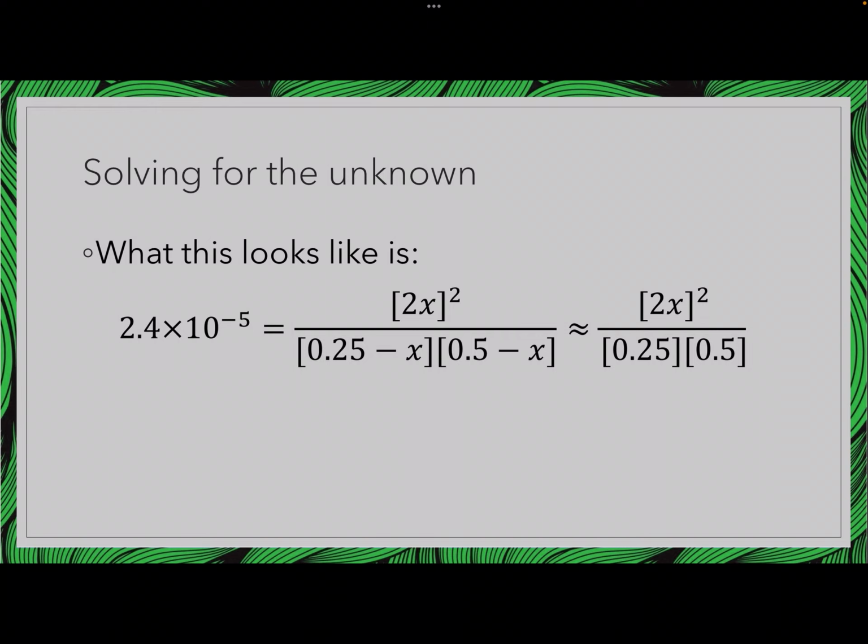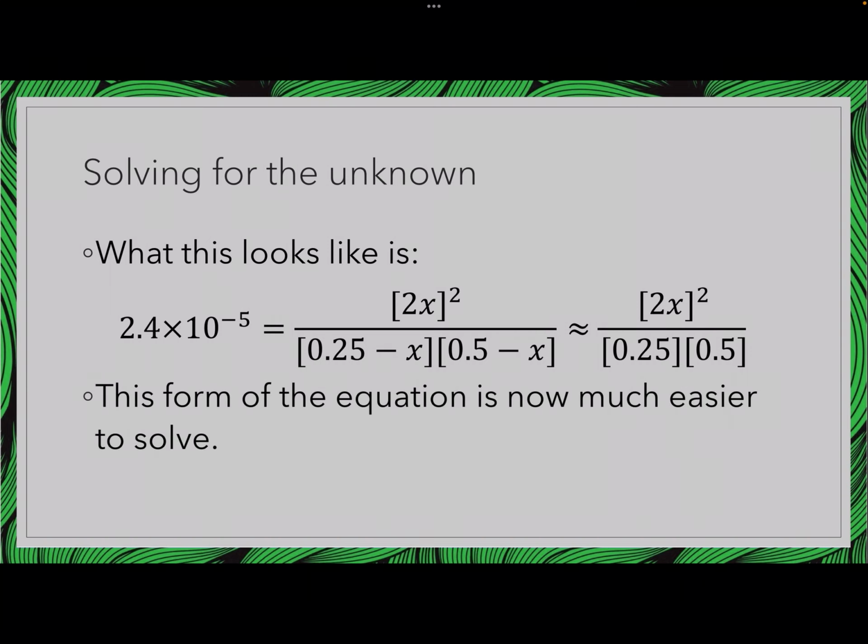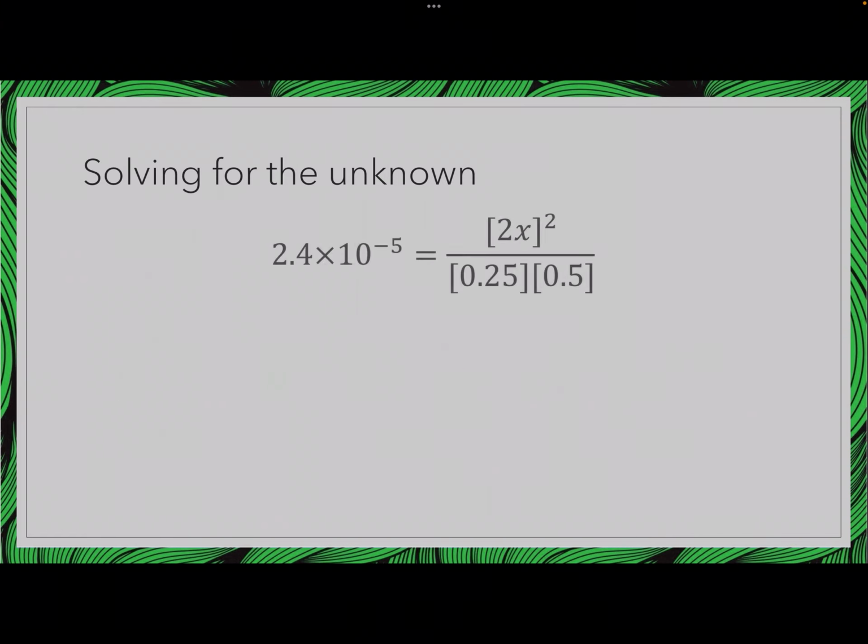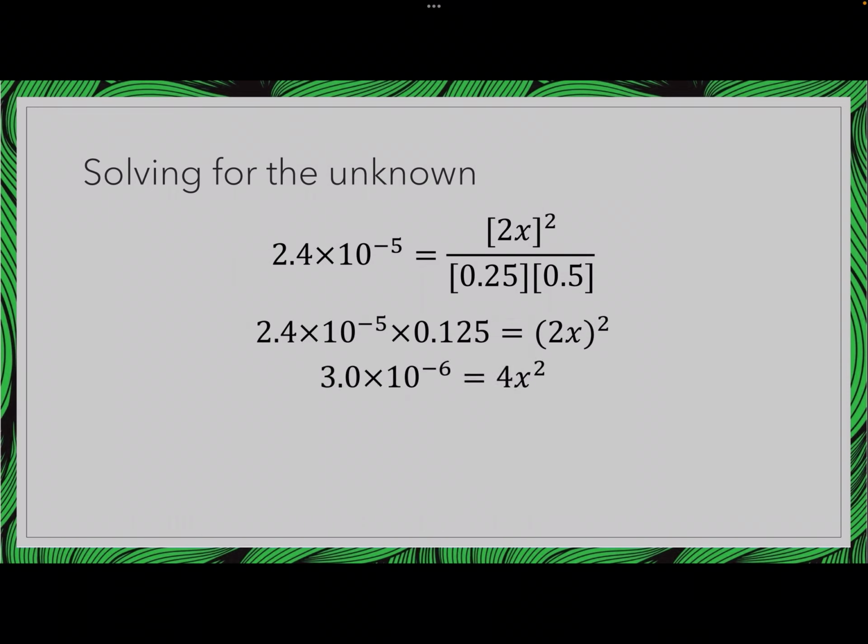We can then go, okay, well, if x is much less than y, y minus x will be equal to y. So basically what we do is we ignore those x's that are taken away. So we end up with 2x squared over 0.25 times 0.5, and that equation is so much easier to solve. We don't need to deal with quadratics. So what we do, multiply up the numbers, expand our brackets, divide through by 4, and we get that value there.